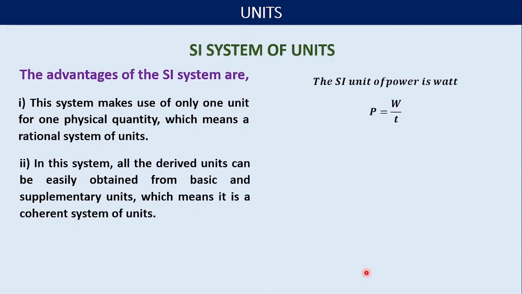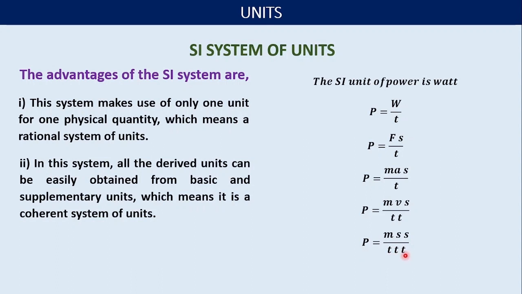Power equals work done by time. The work is replaced by force multiplied by the displacement. Good. Now the force is replaced by mass into acceleration. Once again, the acceleration is replaced by velocity by time. Good. Once again, the velocity is replaced by displacement by time. Right? So here you have power equals mass multiplied by displacement squared divided by change in time cubed.